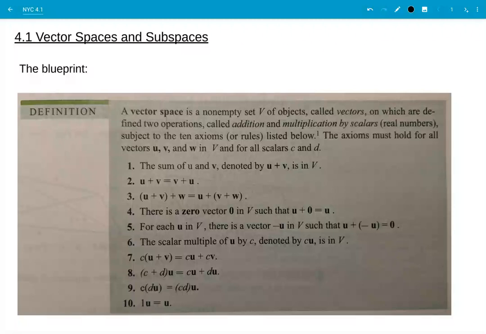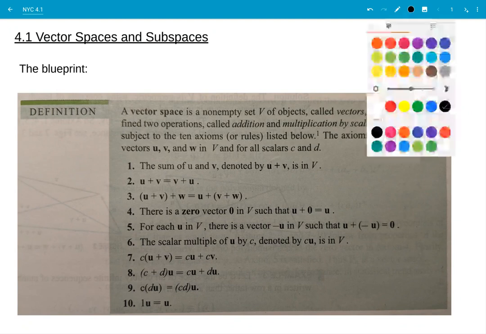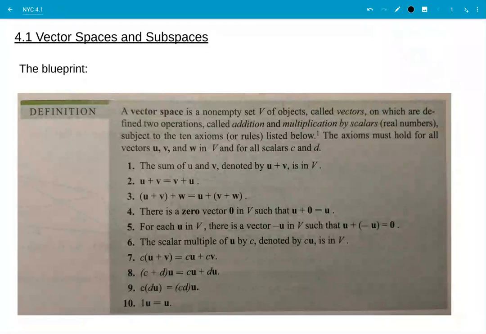Okay, pause and copy. Pause and copy. We are on to my favorite chapter. Not always the student's favorite chapter, but certainly my favorite chapter. Okay, let's go through this. We're going to approach this by thinking about blueprints and houses.